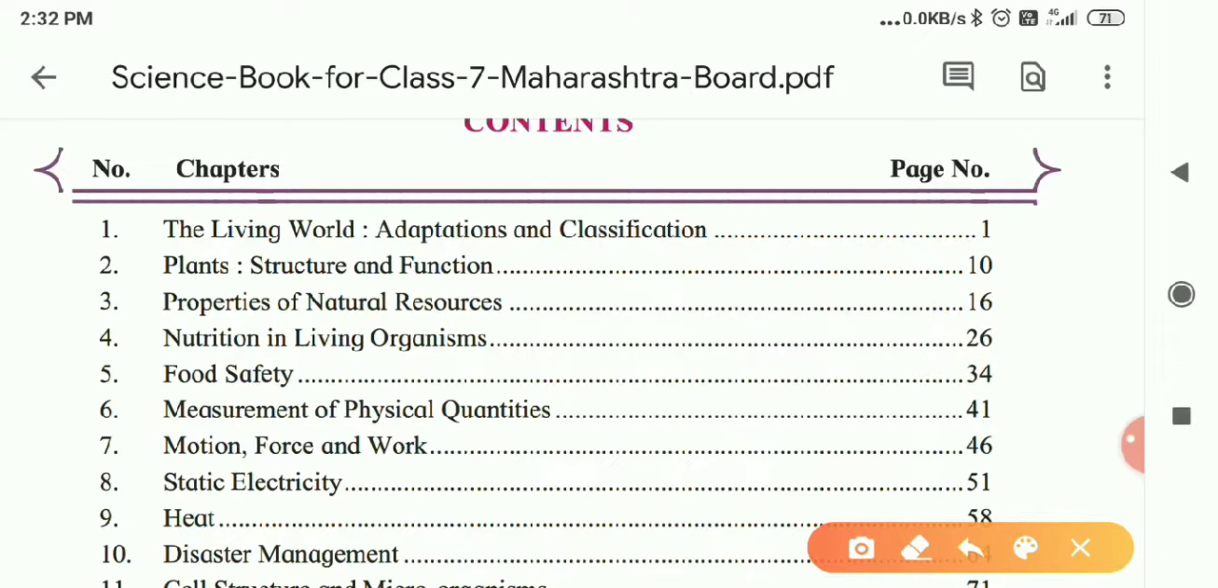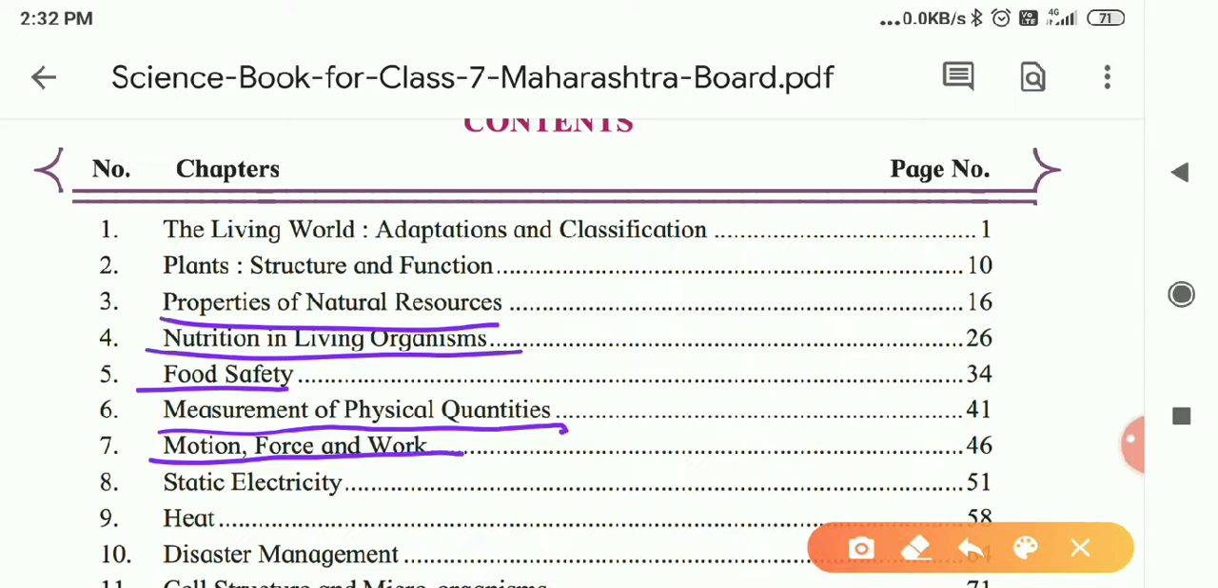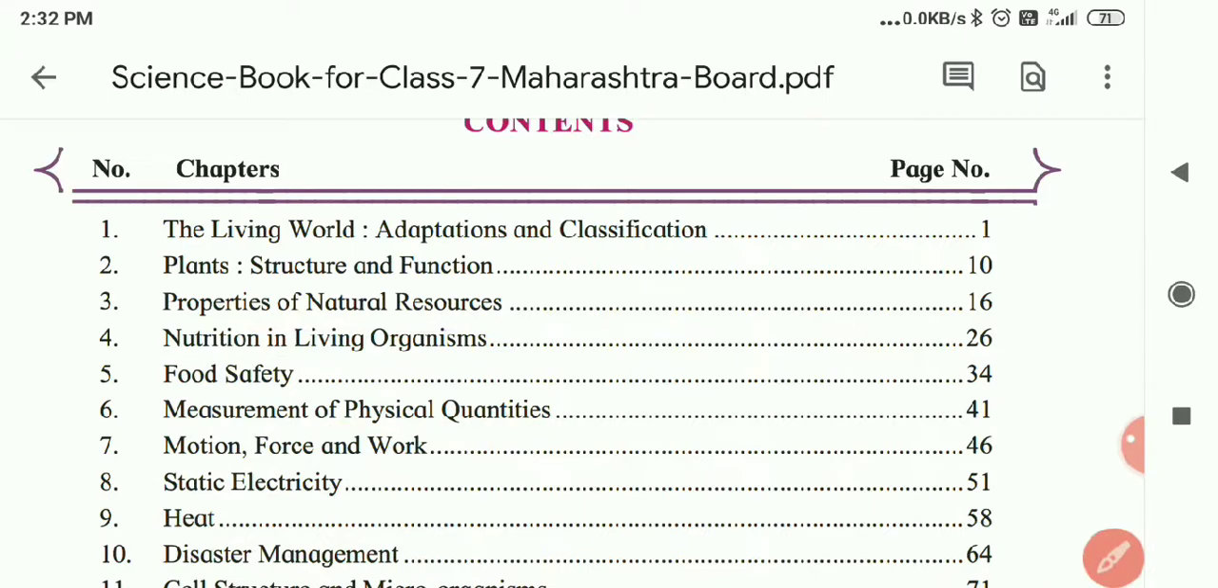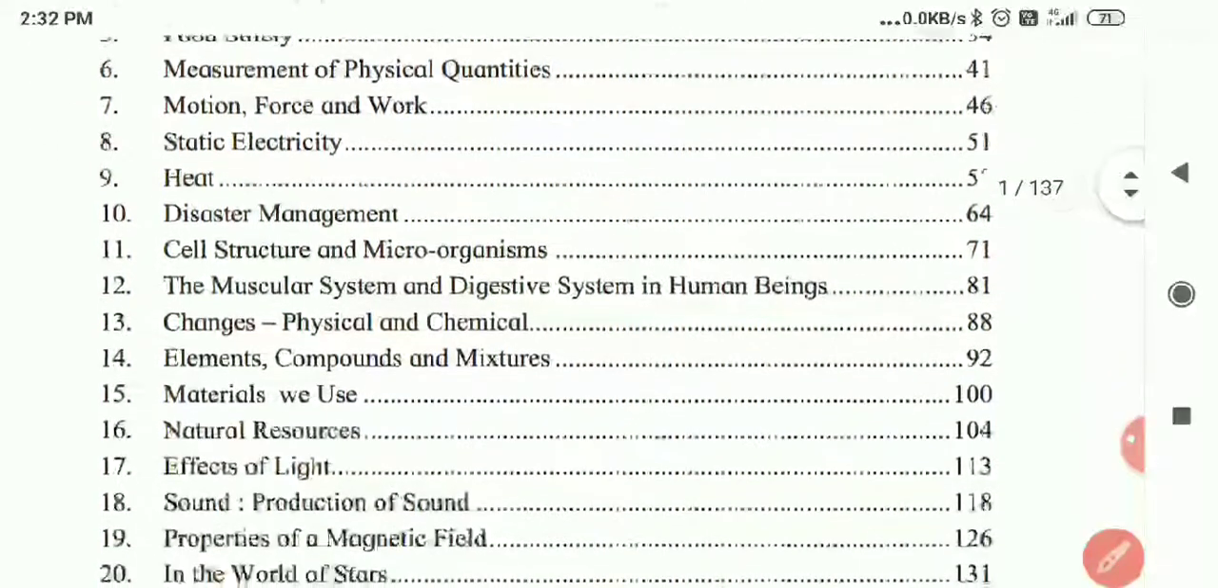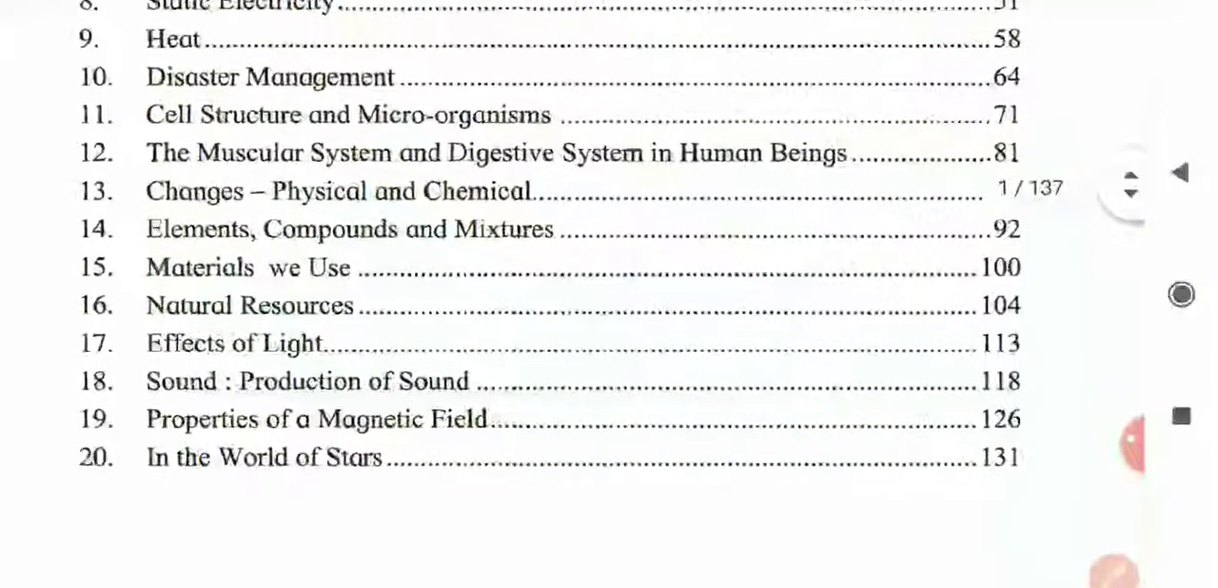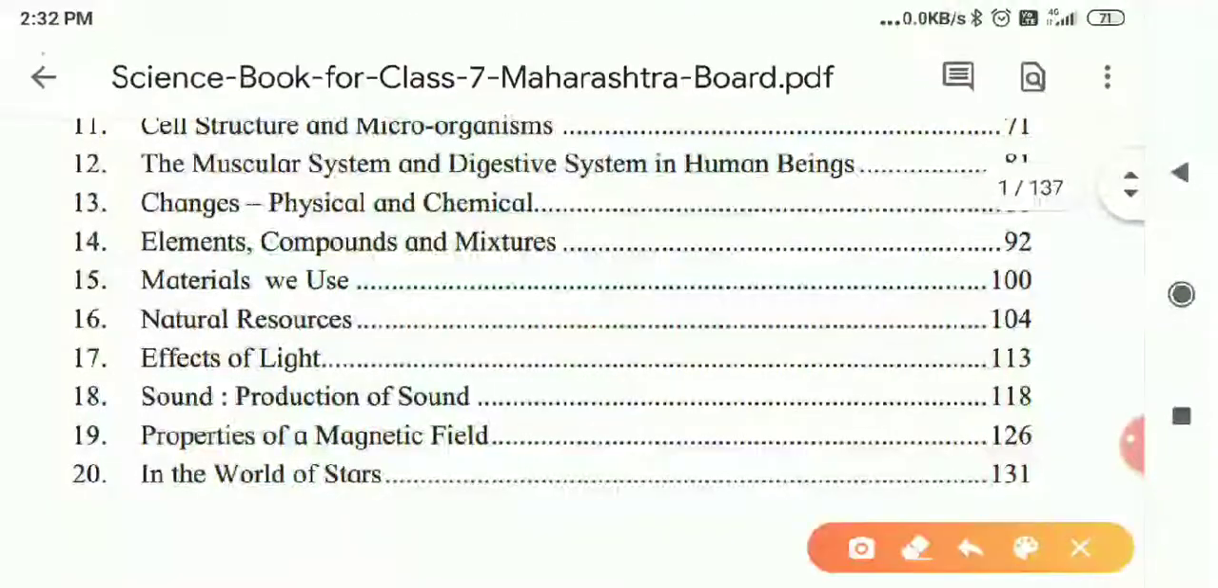After that, the properties of natural resources, nutrition in living organisms, food safety, measurement of physical quantities, motion, force and work, static electricity, heat and disaster management. These all 10 lessons we have finished, and now we are starting the second term, and the first lesson from our second term, that is the 11th lesson, is cell structure and microorganisms.